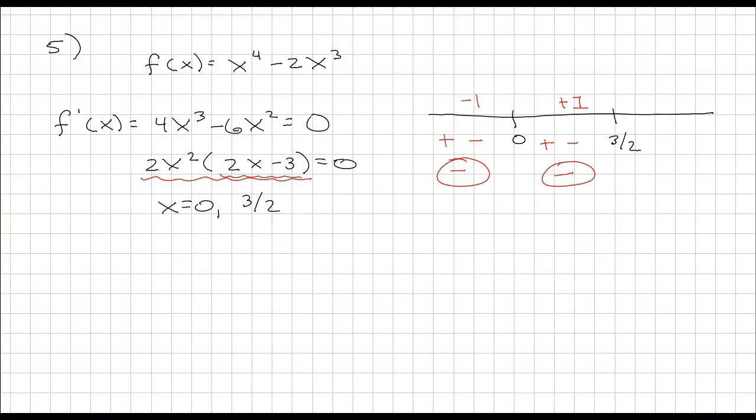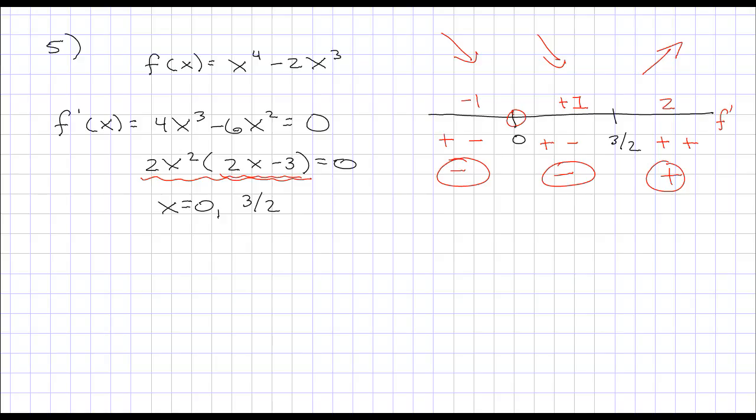And if you plug in a number greater than 3 halves, say you plug in 2, well, then you're going to get a positive 8 and a positive 1, so positive result overall. So if you think of your first derivative in terms of slope, that means we're decreasing, still decreasing. We're going to level out for a moment here, though, and then you're going to be increasing.